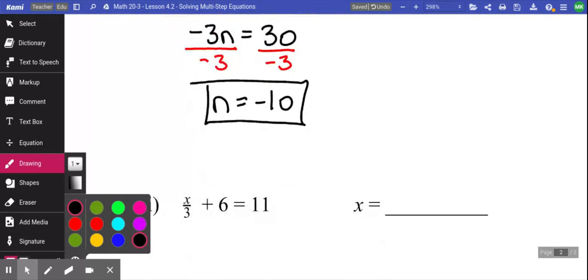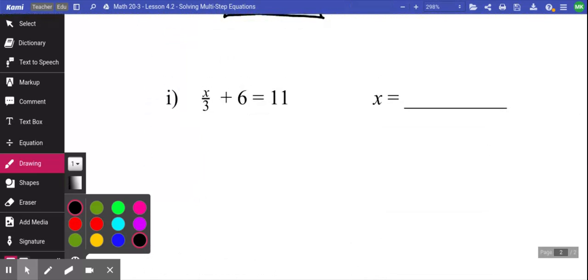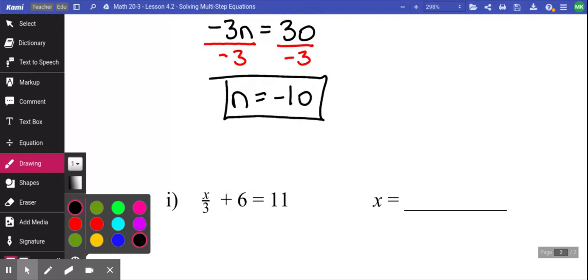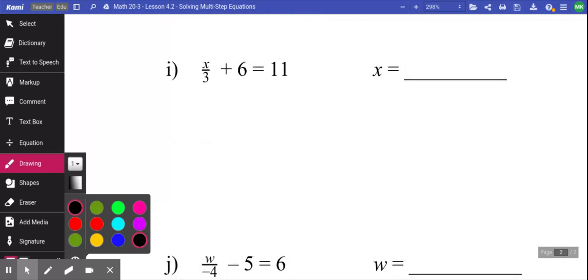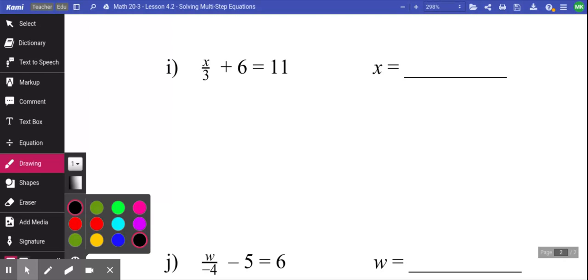Let's try it again. So we got I over here. Our goal, oh, sorry, it was negative 10. When we look at I, the first thing we want to do is collect like terms. There are no like terms, right? So now we just get to start solving for x.